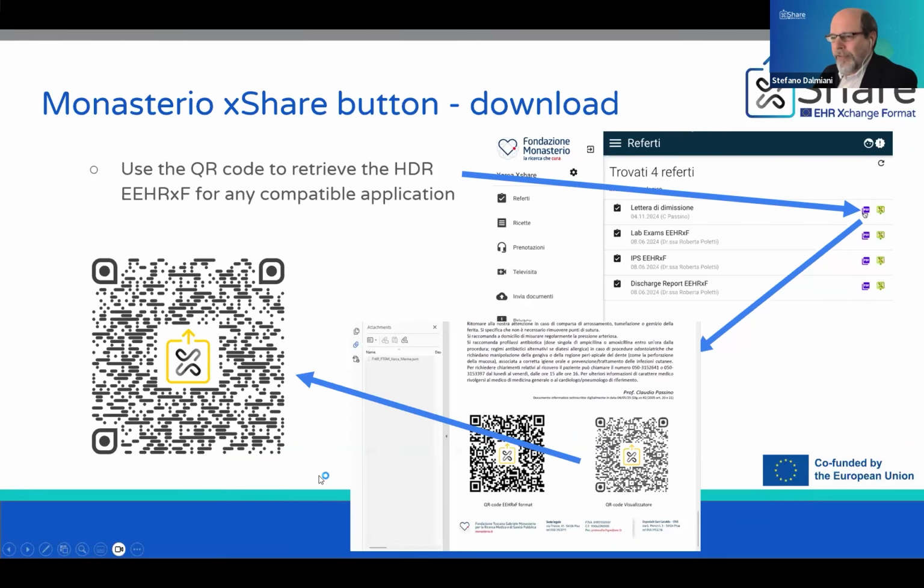You can check also a visualizer of the same information. This is another example. If you take a picture of this QR code, you can open a visualizer of more or less the same information. This is just an example to show that you don't need, of course, to understand the structured format of EEHRxF. You don't need to know anything about HL7, but you can use some external program or internal program within the same platform to show the information.